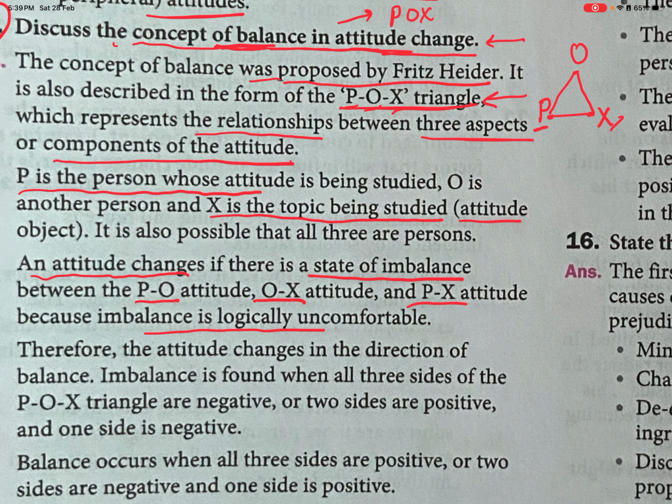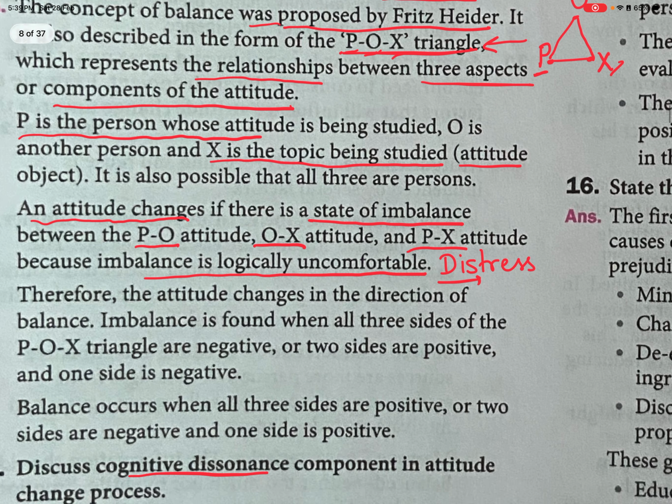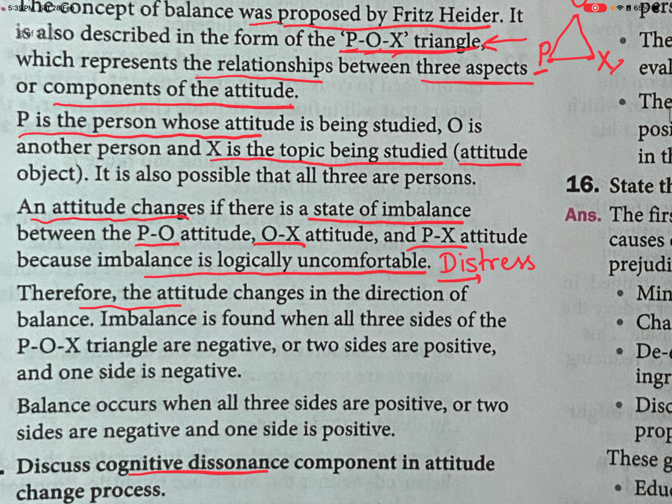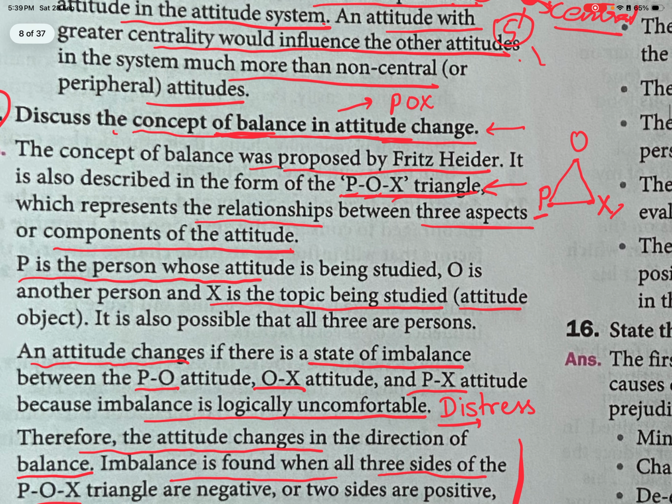Because the imbalance is logically uncomfortable, it can lead to distress, also in the long run. Therefore, the attitude changes in the direction of the balance. The attitude has to be changed in the direction of the balance. Imbalance is found when all three sides of the POX triangle are negative or two sides are positive and one side is negative. Okay, so this is something that can become a little confusing.